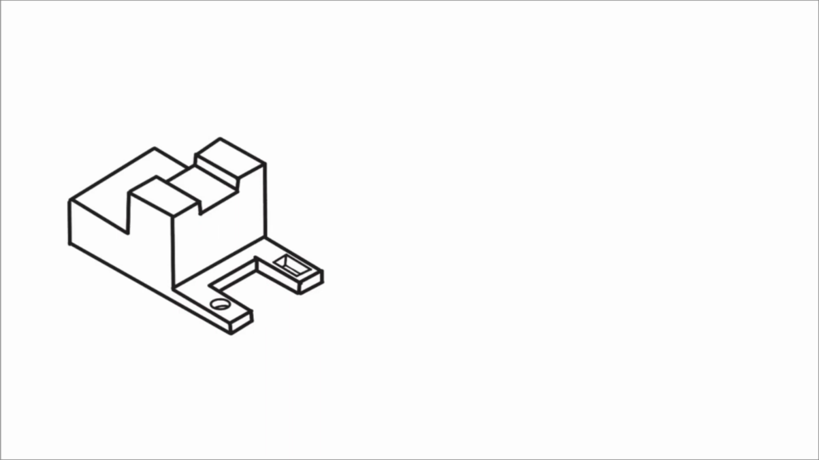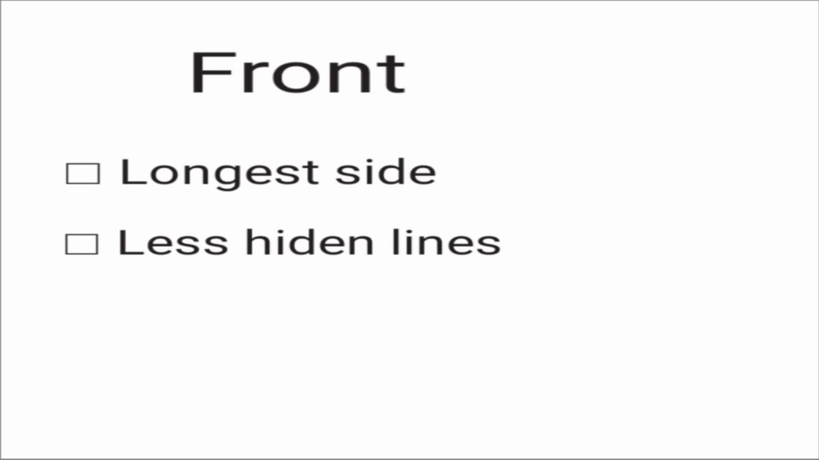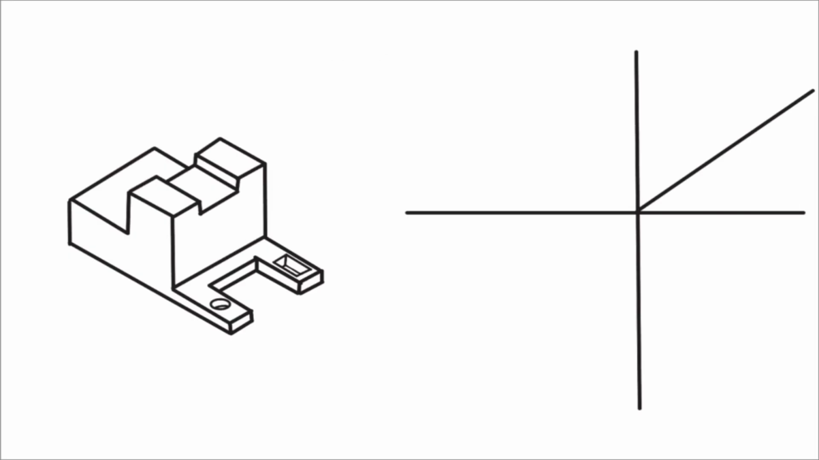In this second example, we will see the multi-view drawing of this object which has different hidden lines. So first let's determine the front view of this object. Remember, to determine the front view, our first consideration is the longest side, and if both sides are equal in length, the one with fewer hidden lines will be the front view. Therefore, the front view of this object is from this side.